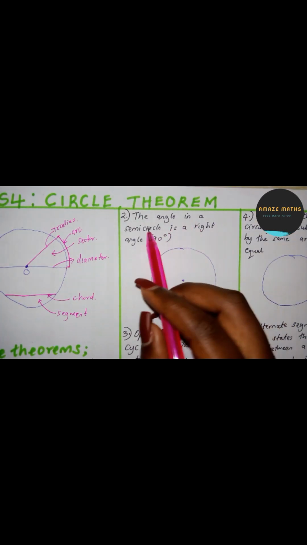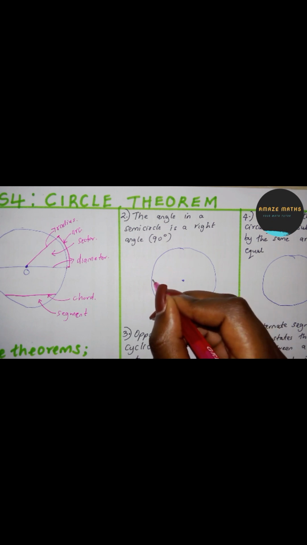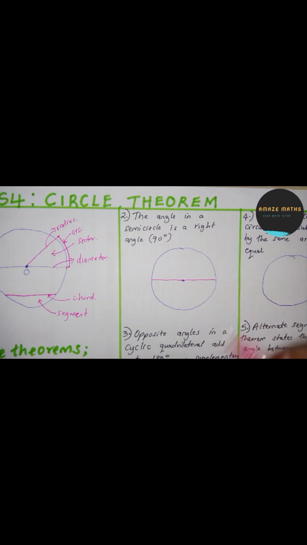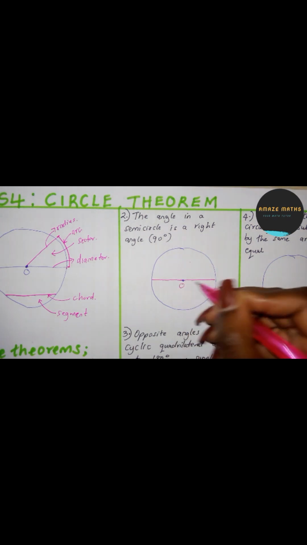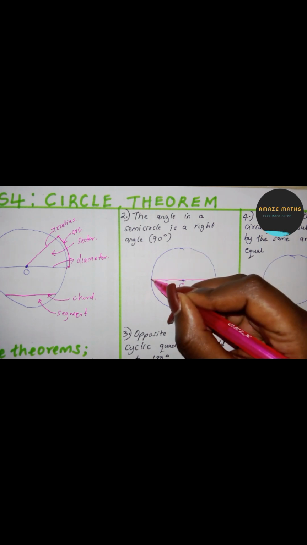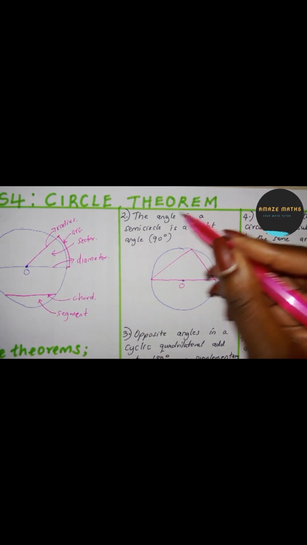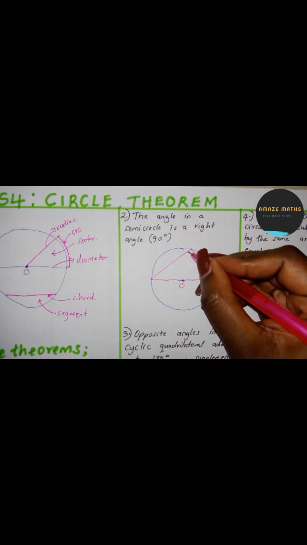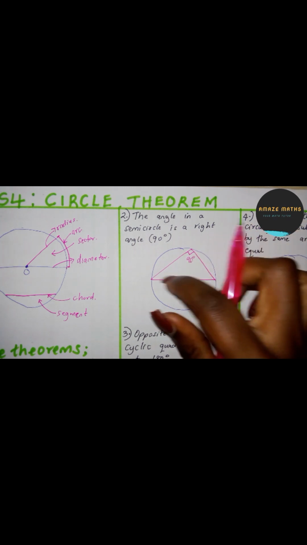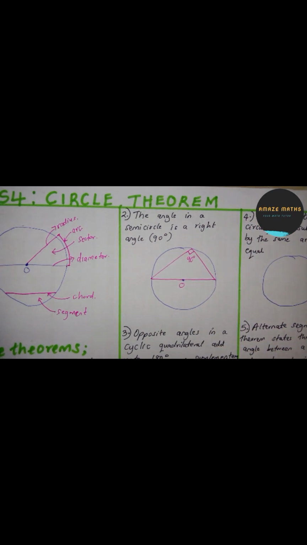Number 2, we have the angle in a semicircle is a right angle. A semicircle is half of a circle. So we can take either this side or that side. And this is the center. So if we take this top part and form a triangle there, we are saying that the angle in a semicircle is a right angle. So this portion is 90 degrees because this part is a semicircle. It's half of a circle. So that's our theorem number 2.